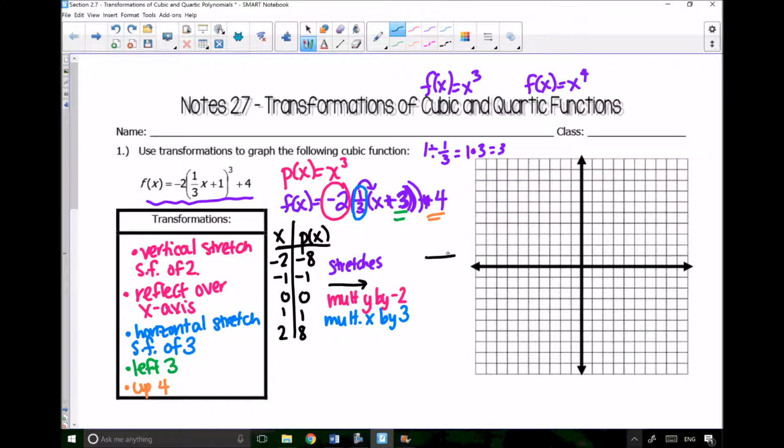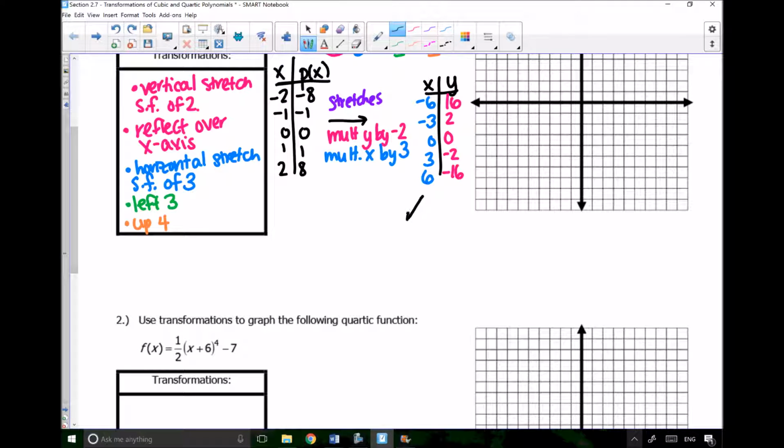So let's go ahead and figure out what our new values are here. So I'm going to say x is here and y is here. So if I multiply all the y values by -2, this -8 becomes 16. This -1 becomes 2. 0 stays 0. 1 becomes -2, and then 8 becomes -16. Okay? But I also have to multiply my x values by 3. So this -2 becomes -6. This -1 becomes -3. 0 stays 0. 1 becomes 3, and 2 becomes 6. Okay, now that I've done that, the next thing I need to do is do my shifts.